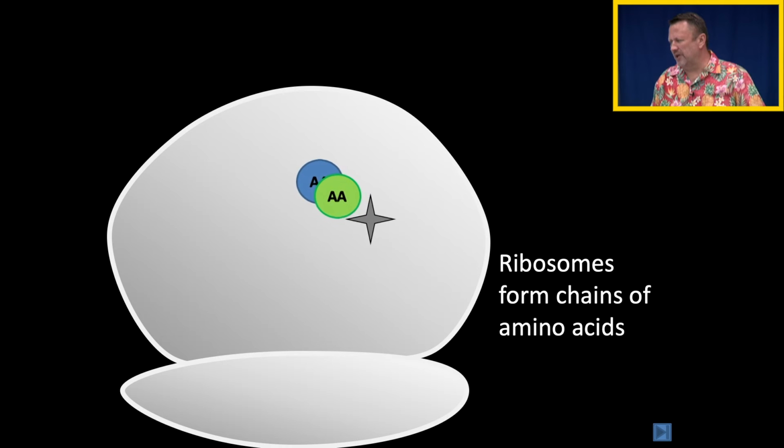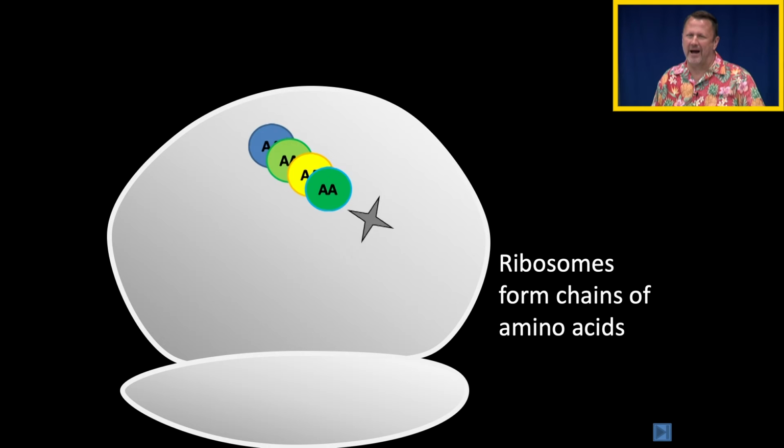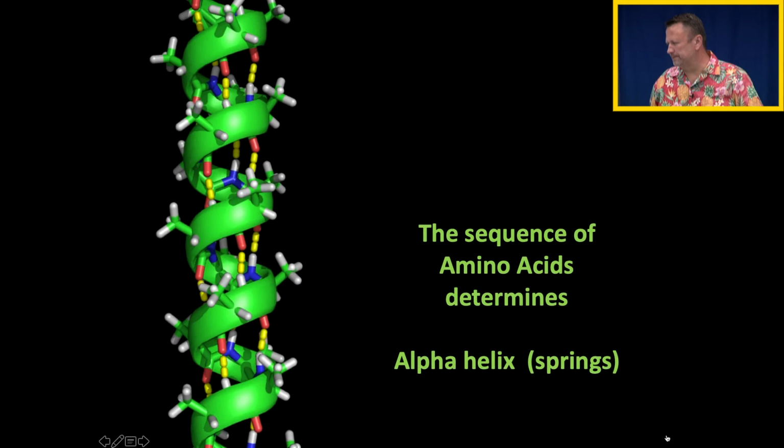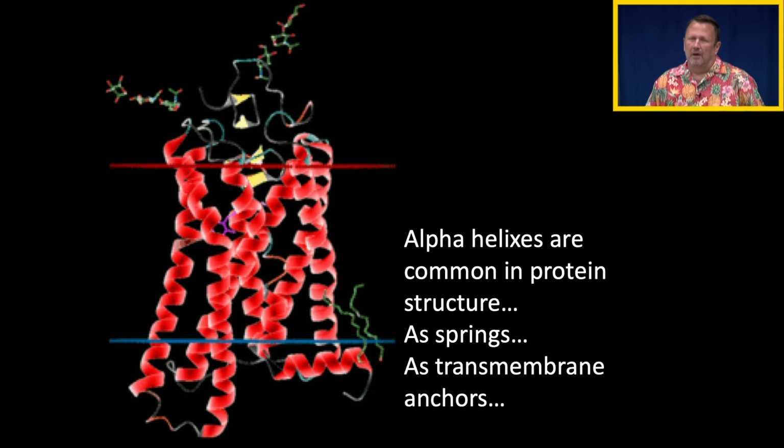All right, ribosomes form chains of amino acids, and so that's what we see occurring here. Each color is a different amino acid, and this just goes on and on and on until the protein is formed. Well, it's quite simply the sequence of amino acids that determines the properties. One of the properties is that the amino acids will come together in such a way that they form springs. Alpha helices, an alpha helix is a spring. And how do these springs occur? Well, you take certain amino acids, you put them together in chains, they spontaneously form springs. And so alpha helices are very common in protein structure.